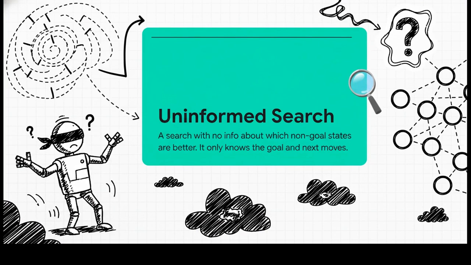Well, the definition says it all. It's when the AI, or agent, has zero extra information. It knows two things. Am I at the goal yet? And what are my possible next steps? But, and this is the important part, it has no idea if going left is better than going right. It's completely fumbling around in the dark. That's why another name for it is, you guessed it, blind search.